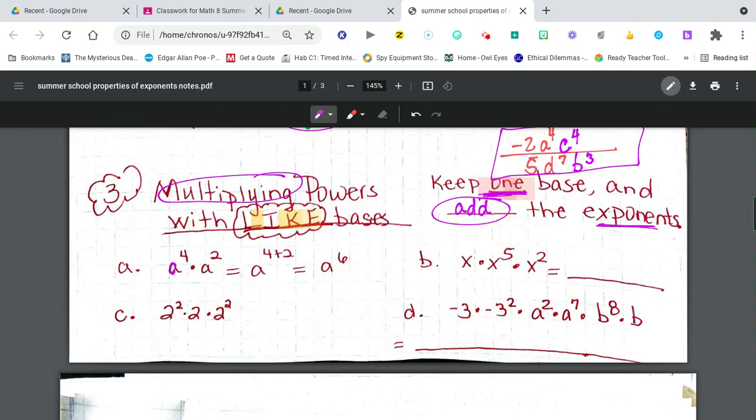So for instance, I have a to the fourth times a to the second. Well, I'm going to keep one base. So I don't want to write both of these bases because I have a base a here and I have a base a there. I only want to write one base a. So I just write one base and do what with the exponents? Add. So if you add 4 plus 2, you get a to the 6.